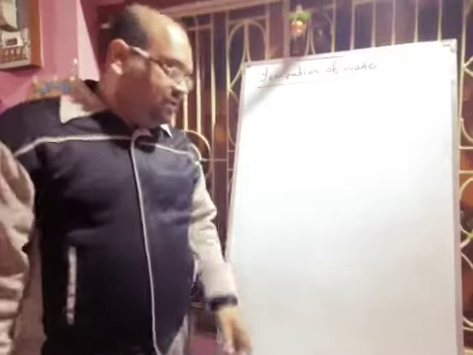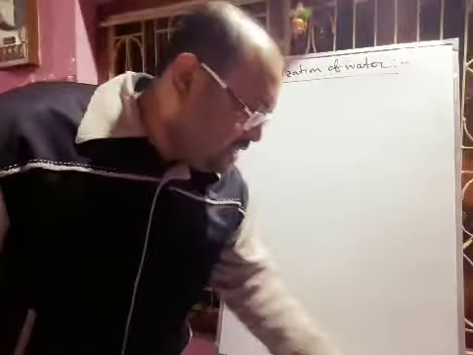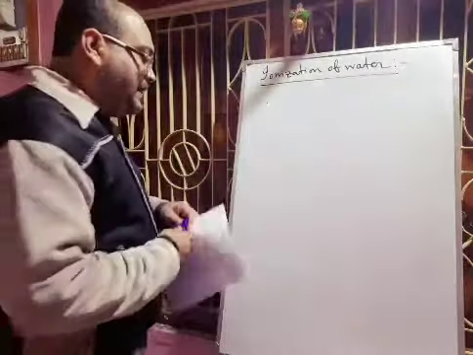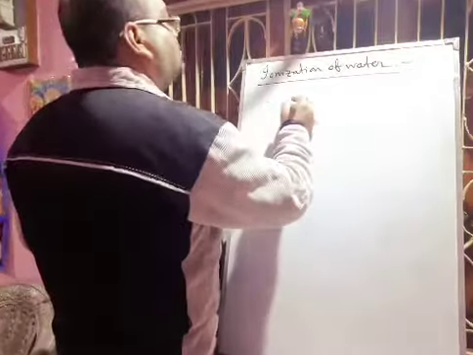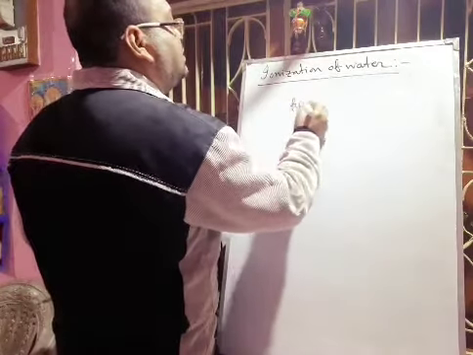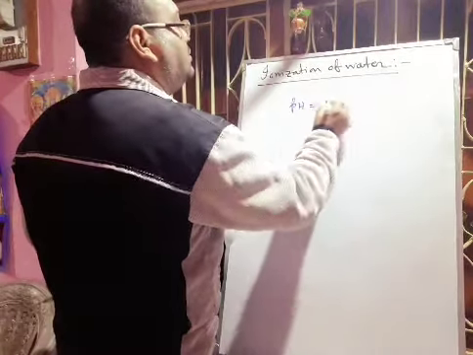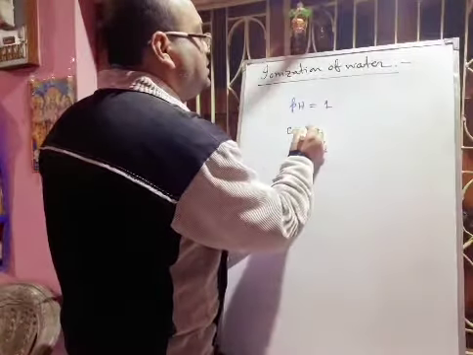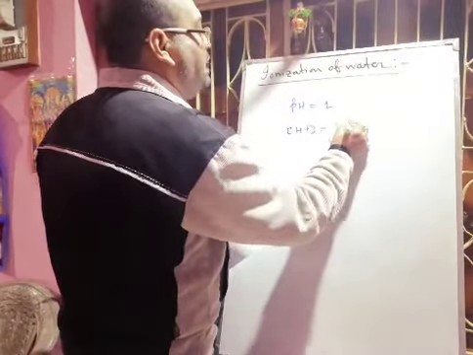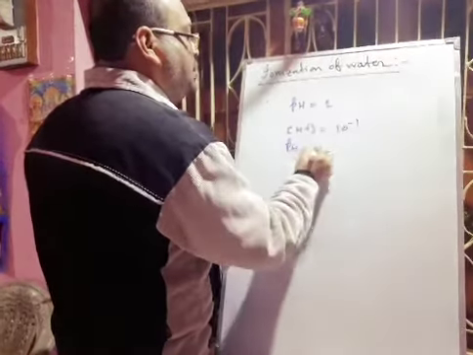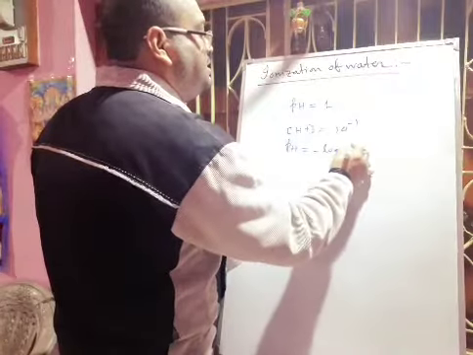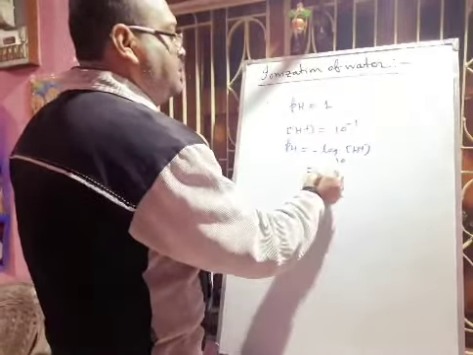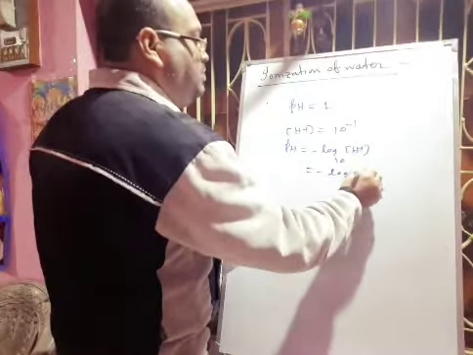Now I will show you some numerical, so that you can understand why I am telling this. Suppose you have taken one solution whose pH is 1. Evidently, why pH is 1? Concentration of H plus, we are writing 10 to the power minus 1. Then pH is equal to what? Minus log base 10 concentration of H plus. So here you are writing minus log base 10 of 10 to the power minus 1.